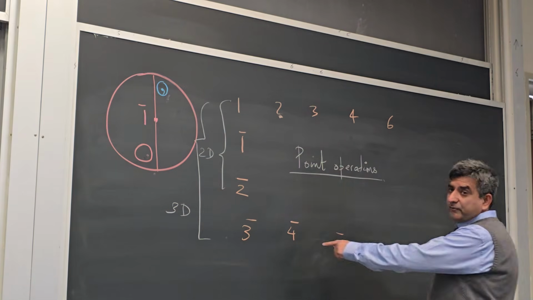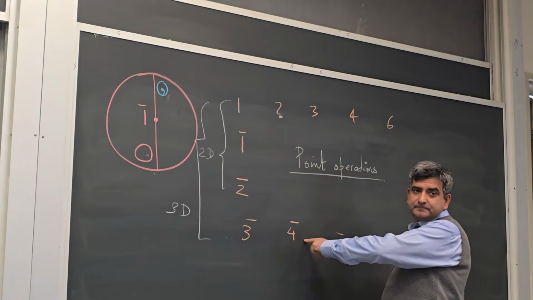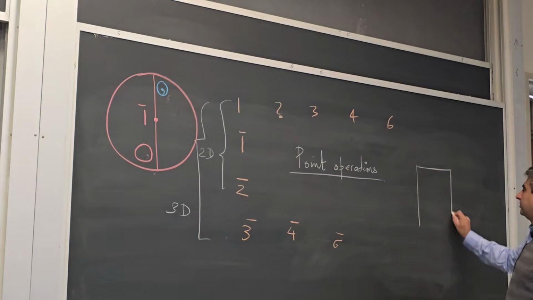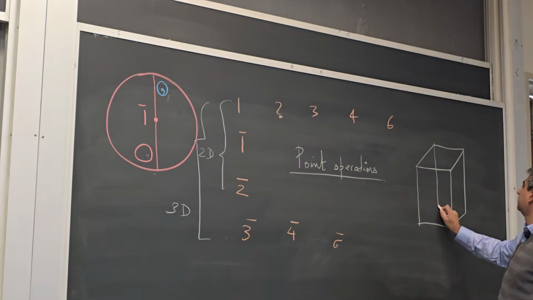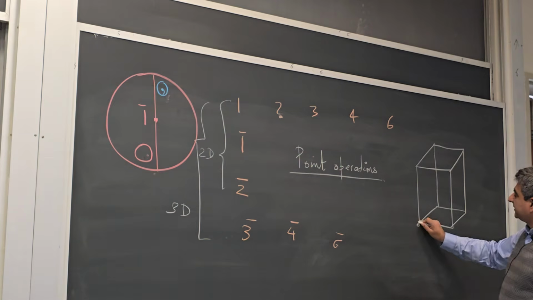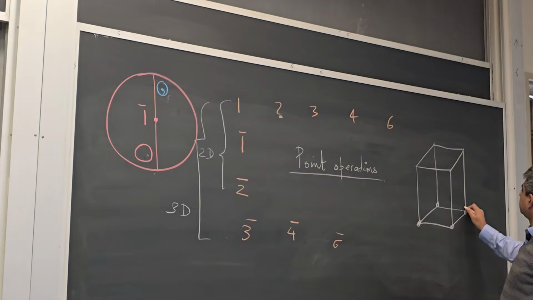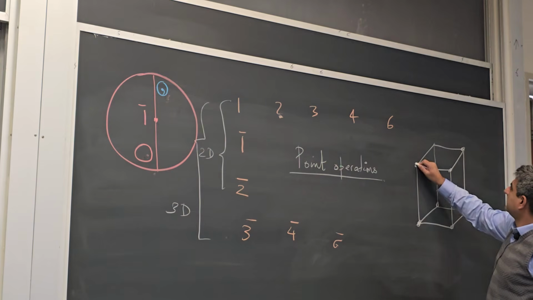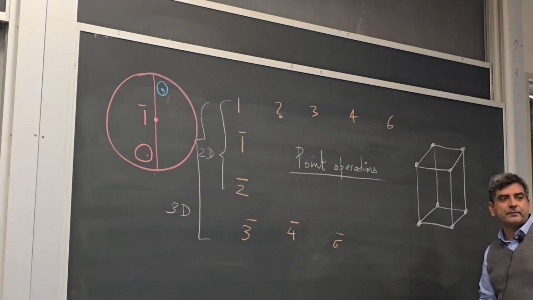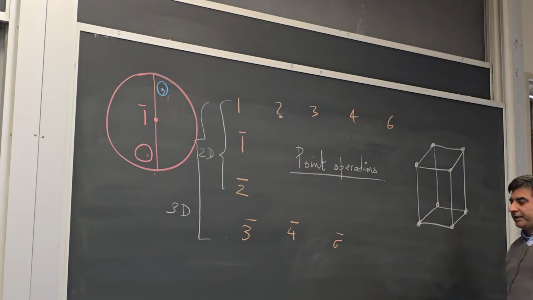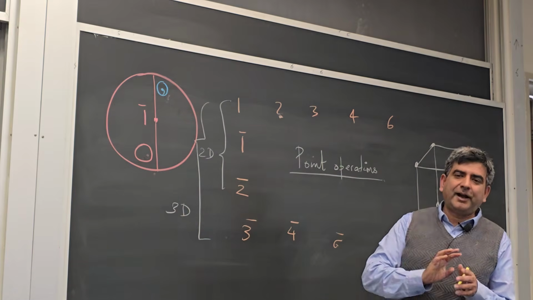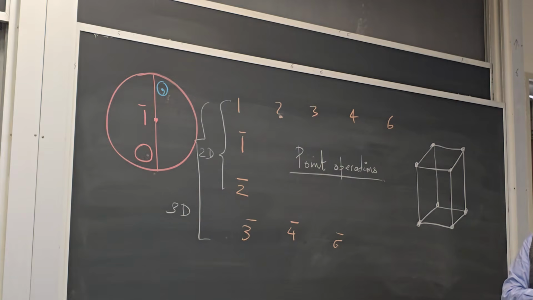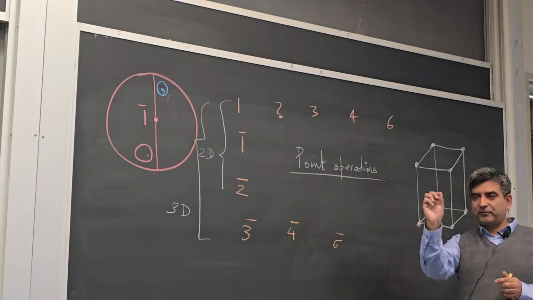Now let me give you an example of 4 bar. If I draw a 3-dimensional cube, this is a cube, and my lattice comprises the vertices of this cube. So this is a cube. Can you identify 4-fold axes of rotation in this cube? This is a lattice. Is there any 4-fold axis of rotation? Right. There are 3 mutually intersecting 4-fold axes of rotation.